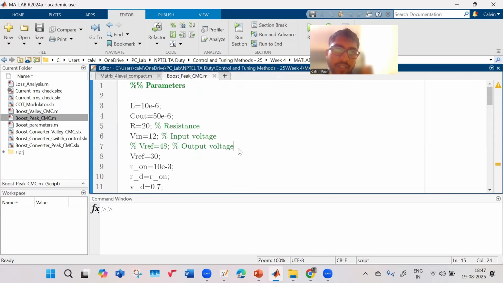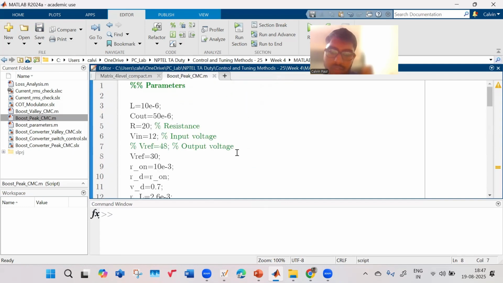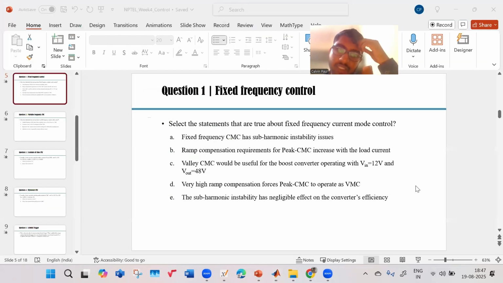So this is my boost converter peak control code which I have written. Okay, let me just check it once. Let it run. This is running. Till then we can check this question.